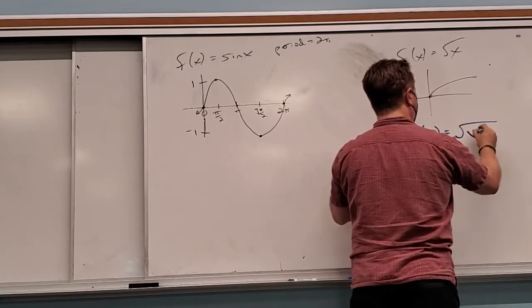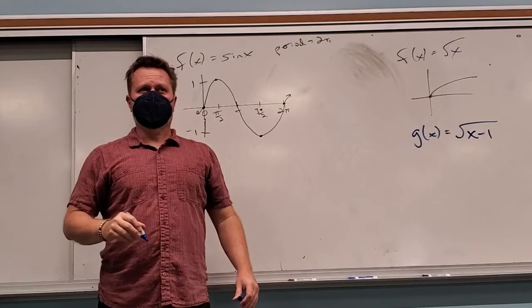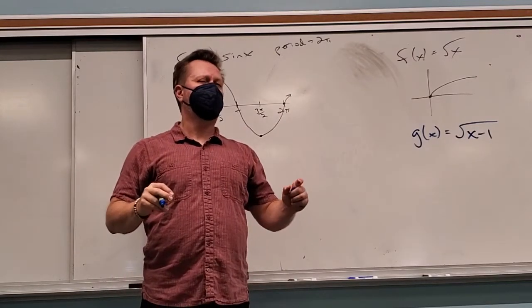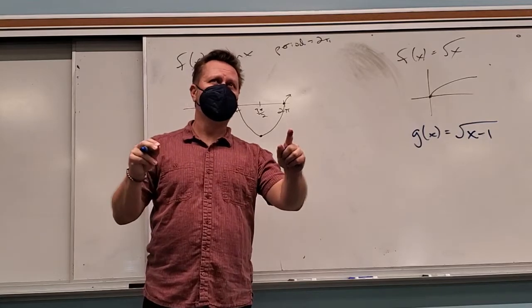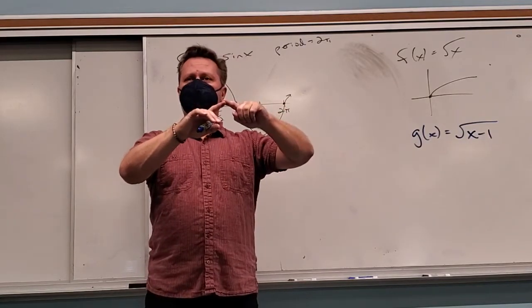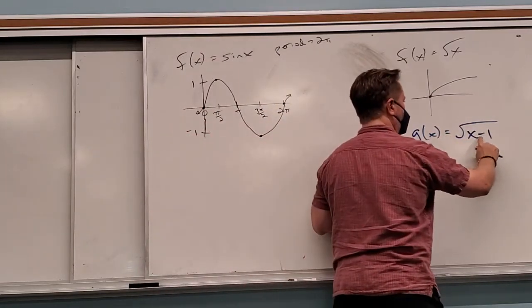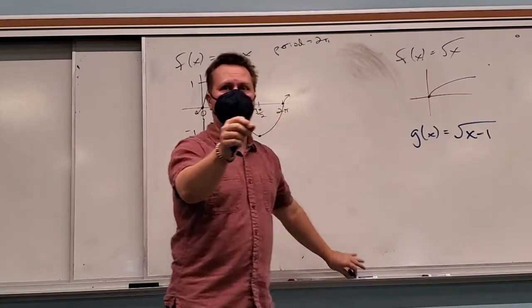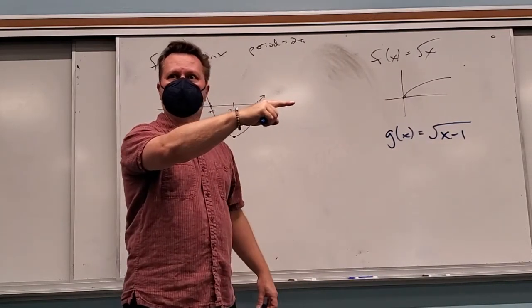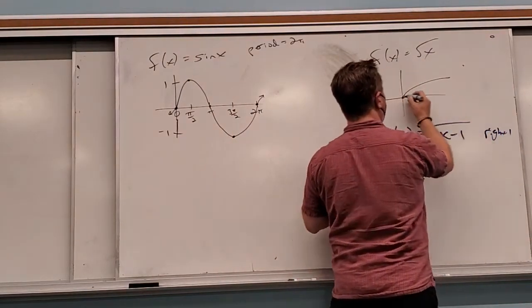What would this do? Which direction? Right, yes. Right one, yes? Because when it's inside with the x, it kind of does the opposite of what it looks like. All my inputs have to be one bigger than they used to be. So that would be right one.